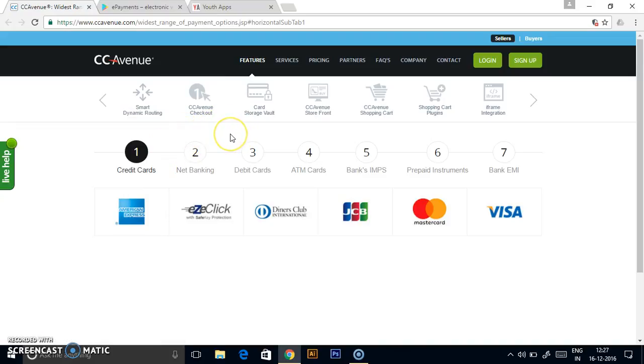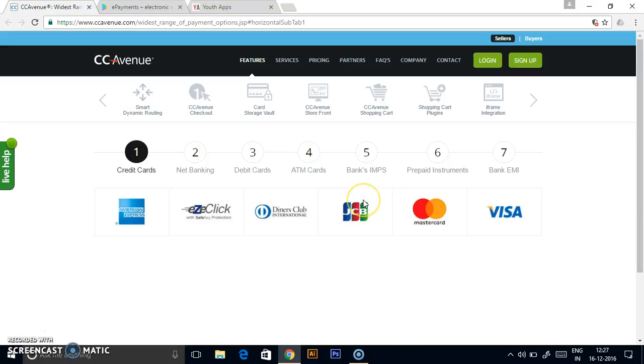So I believe by now you will all be knowing what credit cards are. So every bank provides you either a Visa or a Master, Maestro, Diners Club, American Express. So there are different kinds of cards that are being provided to the customer. You can see the logos over here. So these are the ways in which a credit card is provided.